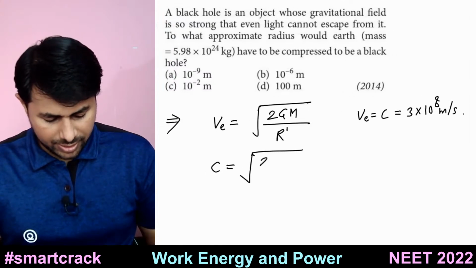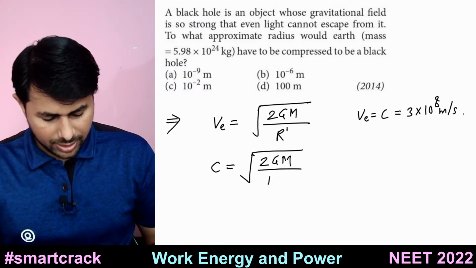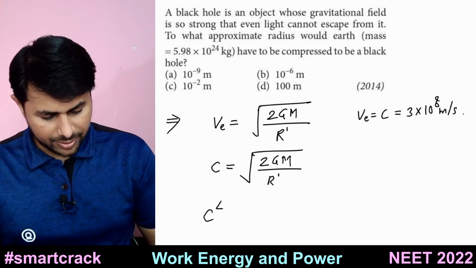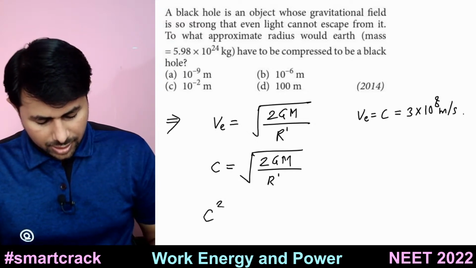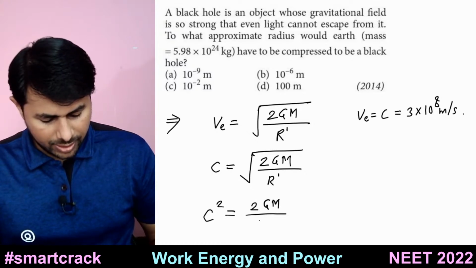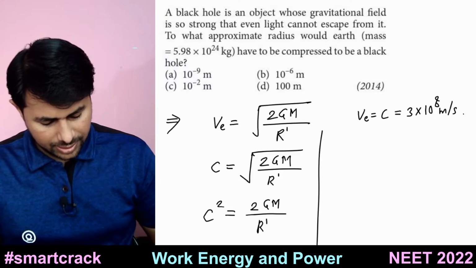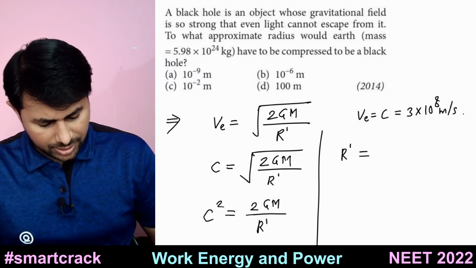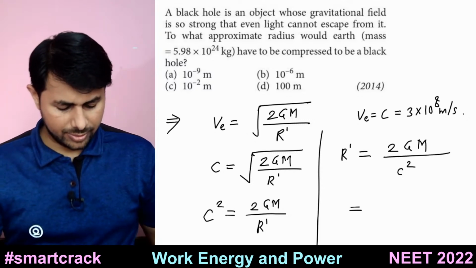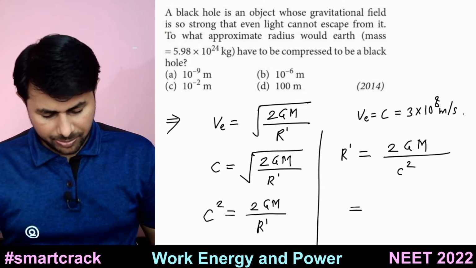It is square root of 2 times g m over r prime. So if we square it, we'll get c square equals 2 times g into m over r prime, and then r prime is equal to 2 times g into m divided by c square. Okay, so let's substitute the values.